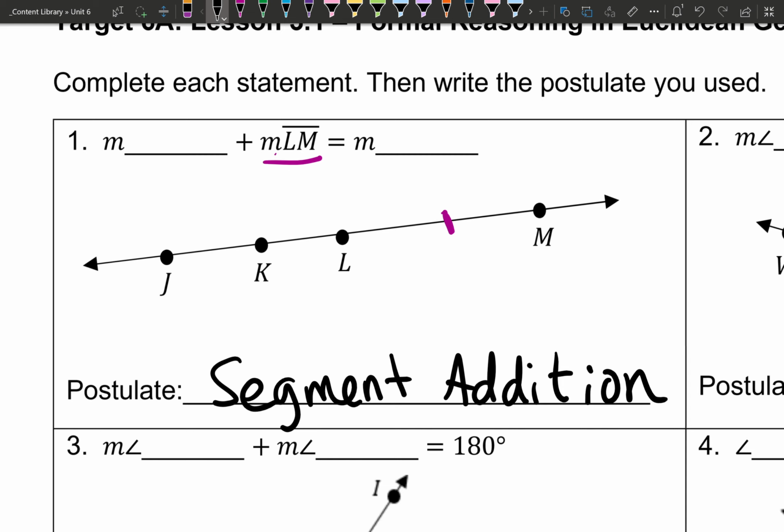Well, let's add two segments next to each other. The segment that's right next to LM is segment KL. So the measure of KL plus the measure of LM gives us the measure of what? Well, it gives us the measure of this whole line segment, which is KM.